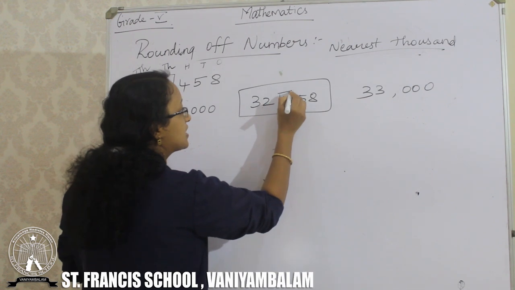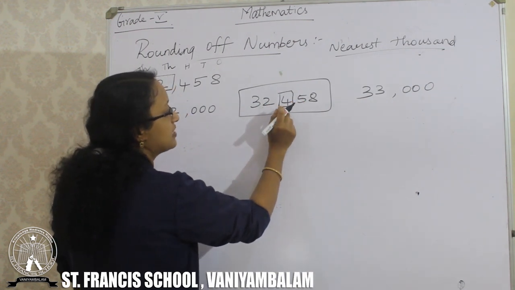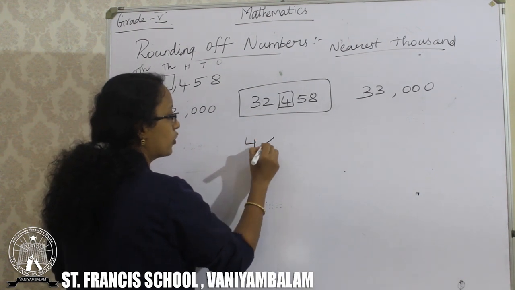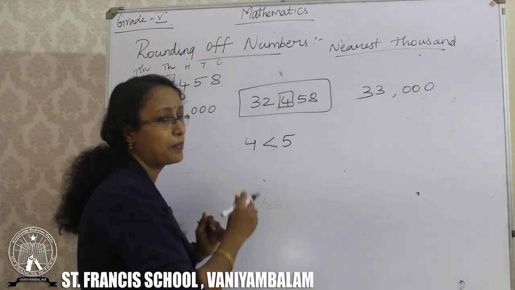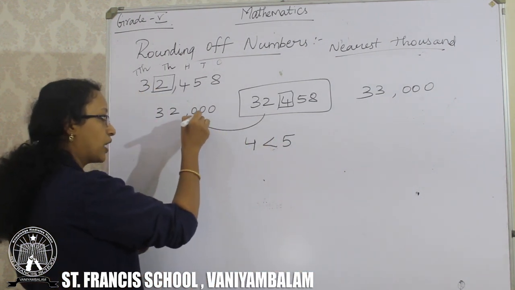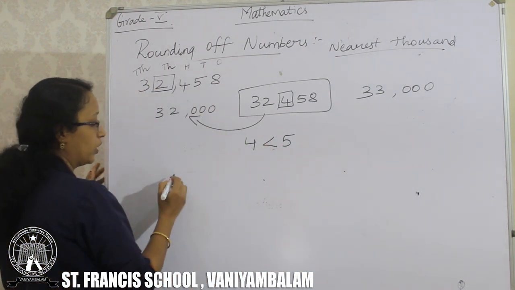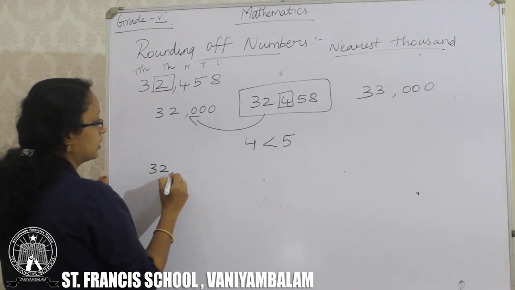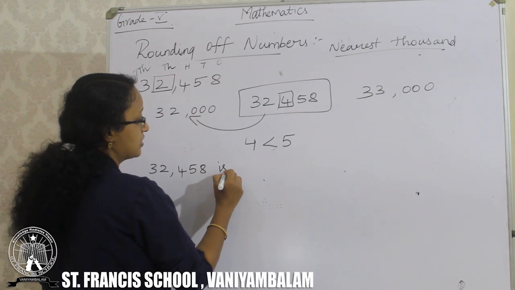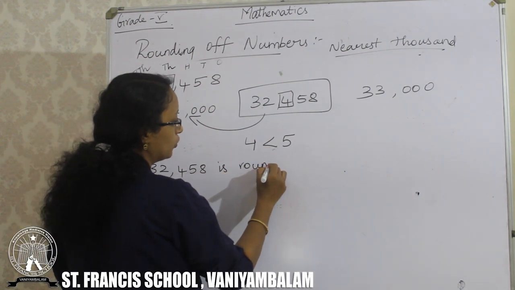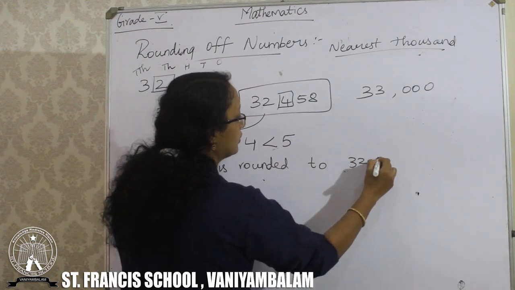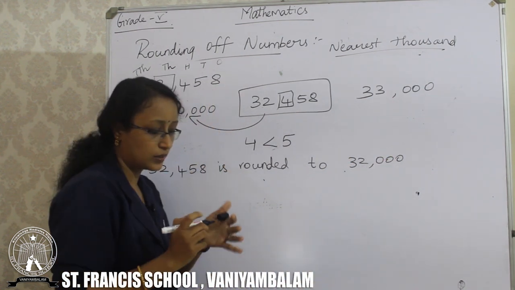So, check the next place. What is the next place? Hundreds place. The hundreds place digit is 4, which is less than 5. Am I right? If 4 is less than 5, what do you have to do? You have to come backward. So 32,458 is rounded to, what is the answer? 32,000. I think you got the idea.